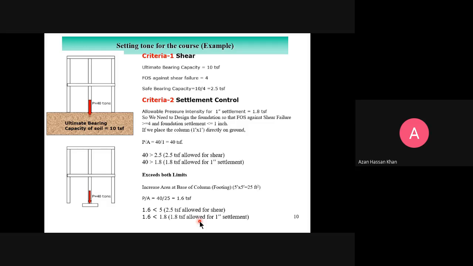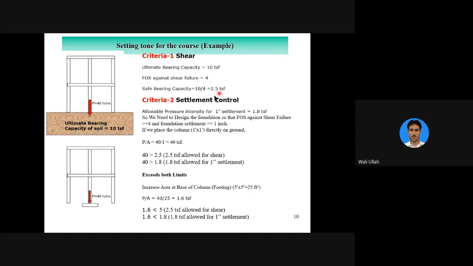Yes, sir. Okay, if you understand it, then tell me, if you provide a 25 feet square foundation, how much would be the factor of safety against shear failure? Can you calculate it? What would be the factor of safety against shear failure?